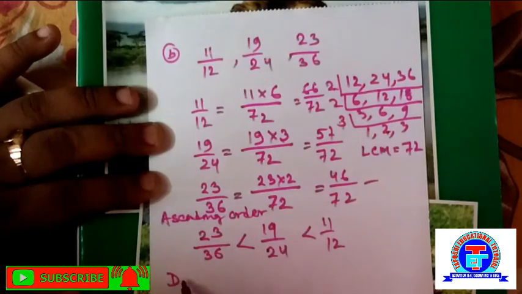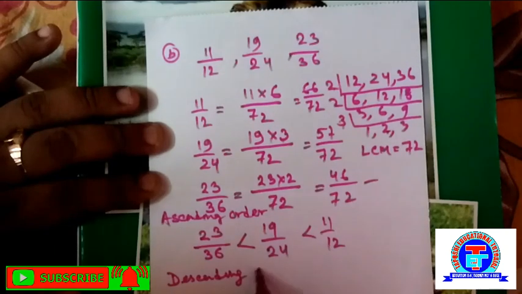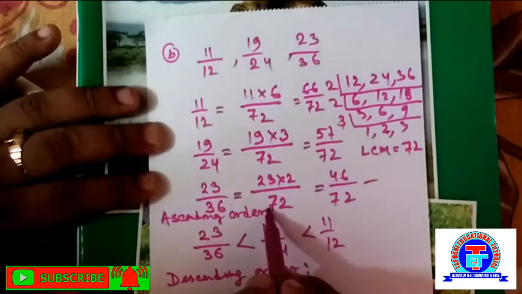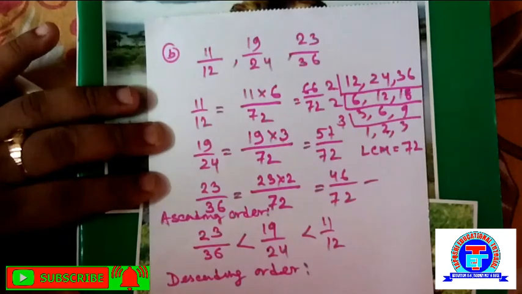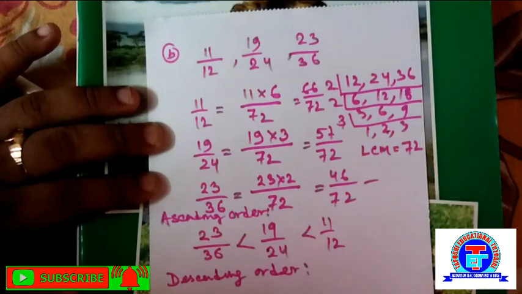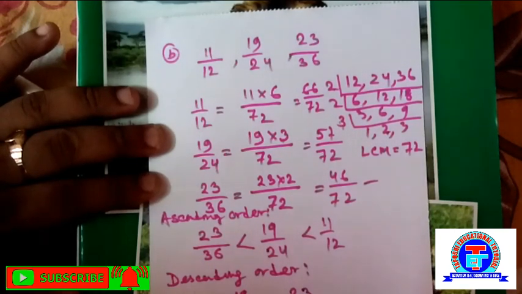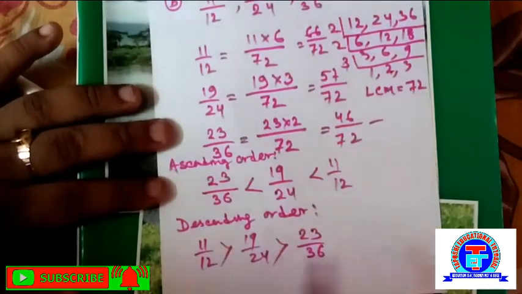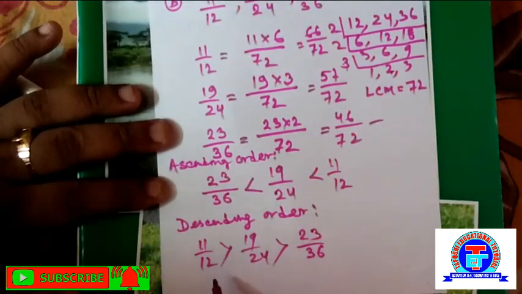Now arranging in descending order. Descending order means bigger to smallest. So which one? 11 by 12 is greater than 19 by 24, greater than 23 by 36, right student? So arranging in descending order, 11 by 12 is greater than 19 by 24 and 23 by 36. This is the answer. I hope student you clearly understand this problem, right?